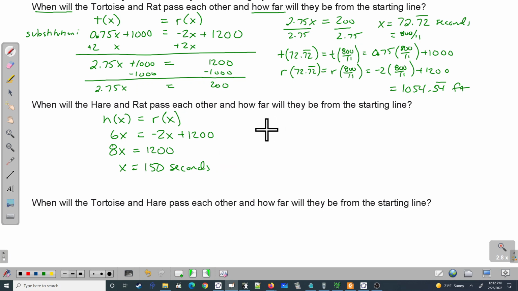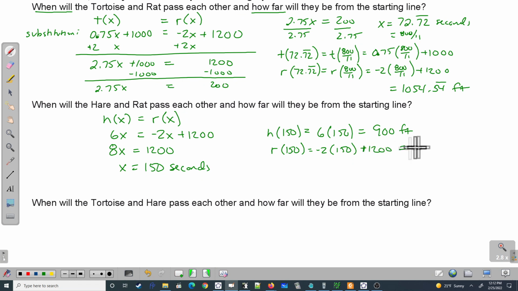And then if I want to figure out exactly where that occurs, I can either do h of 150 or r of 150. Probably do h of 150 because 6 times 150 is pretty easy to do. That's 900 feet. If I do negative 2 times 150 and then add 1,200, that's negative 300 plus 1,200, which is still 900 feet. So I not only answered when it occurred, I also told you where it occurred.